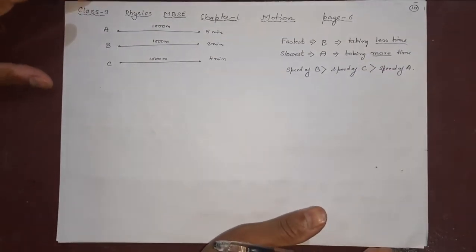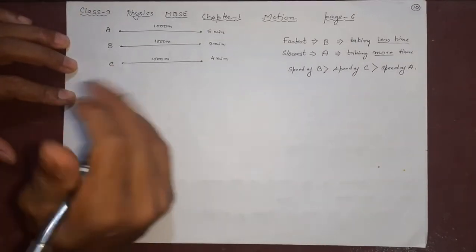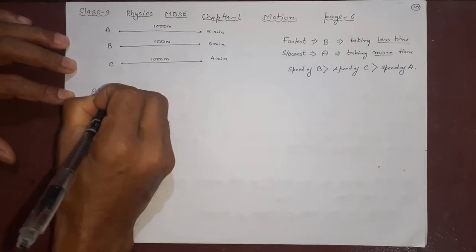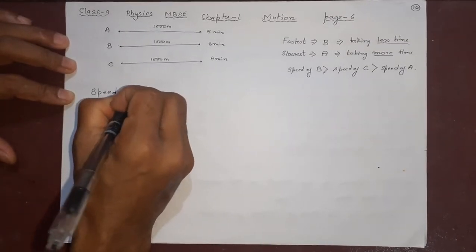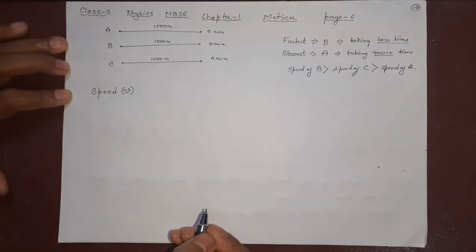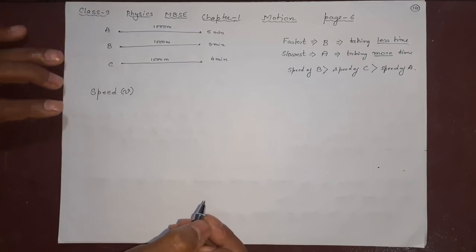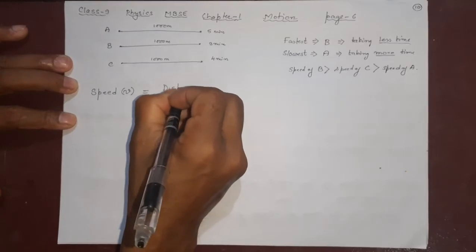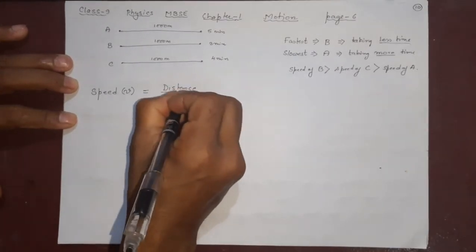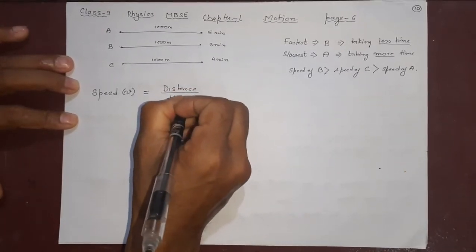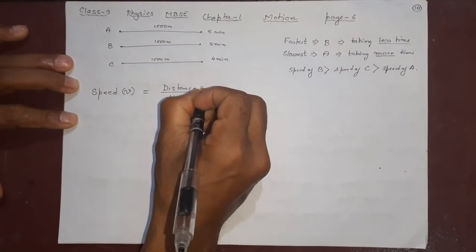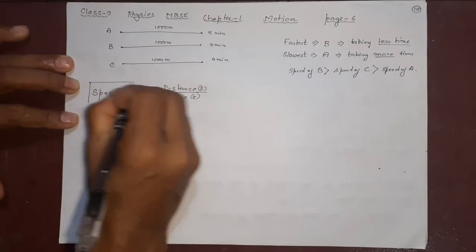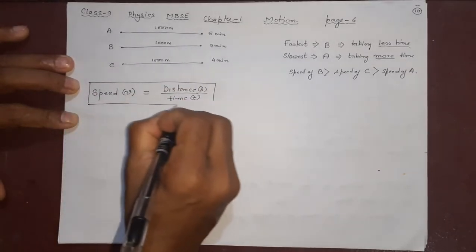Okay, let us understand. Suppose speed is denoted by V. Okay, speed is not denoted by S. It is denoted by V. V is nothing but distance divided by time. I will justify why I am writing this. Distance symbol is S, time symbol is T. So this is the formula for speed.